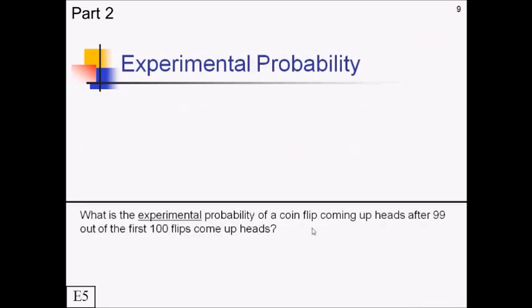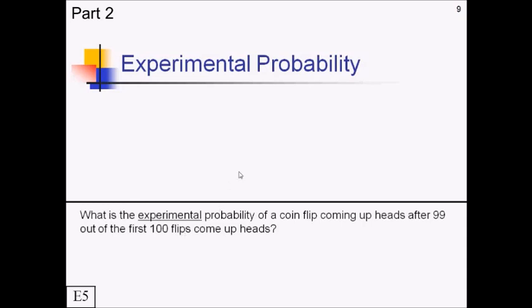At this point, now that we've talked a whole bunch about theoretical probability, we're going to revisit our warm-up problem yet again, and this time I've rephrased the problem as, what is the experimental probability of a coin flip coming up heads after 99 of the first 100 flips come up heads?